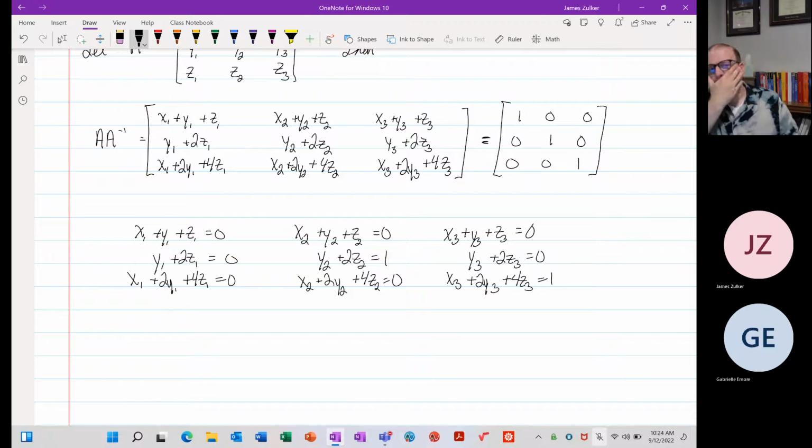But we can kind of look at these separately, can't we? What we actually have is 3 systems of 3 equations and 3 unknowns. Right? We looked at things like this in algebra. I believe it's still taught in algebra, solving systems of equations using the method of elimination.